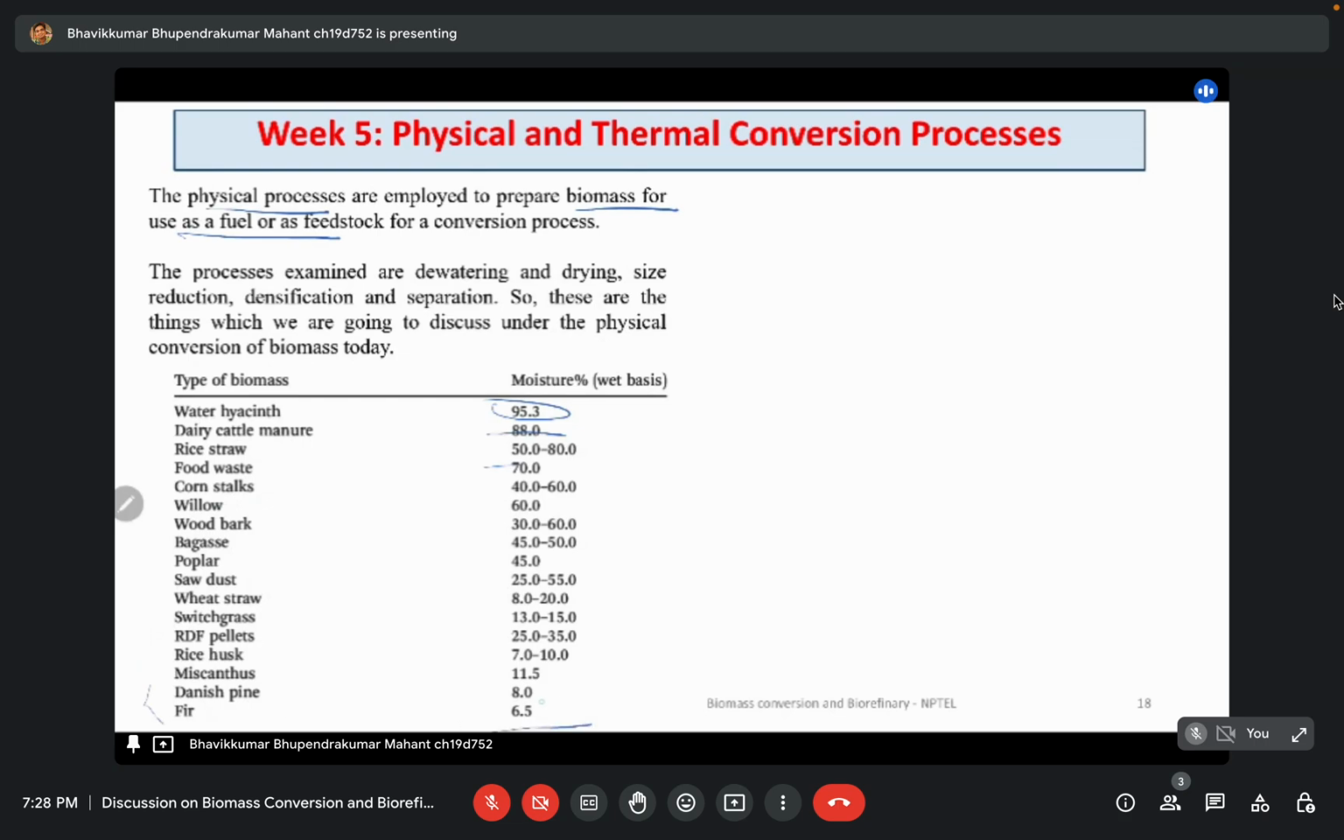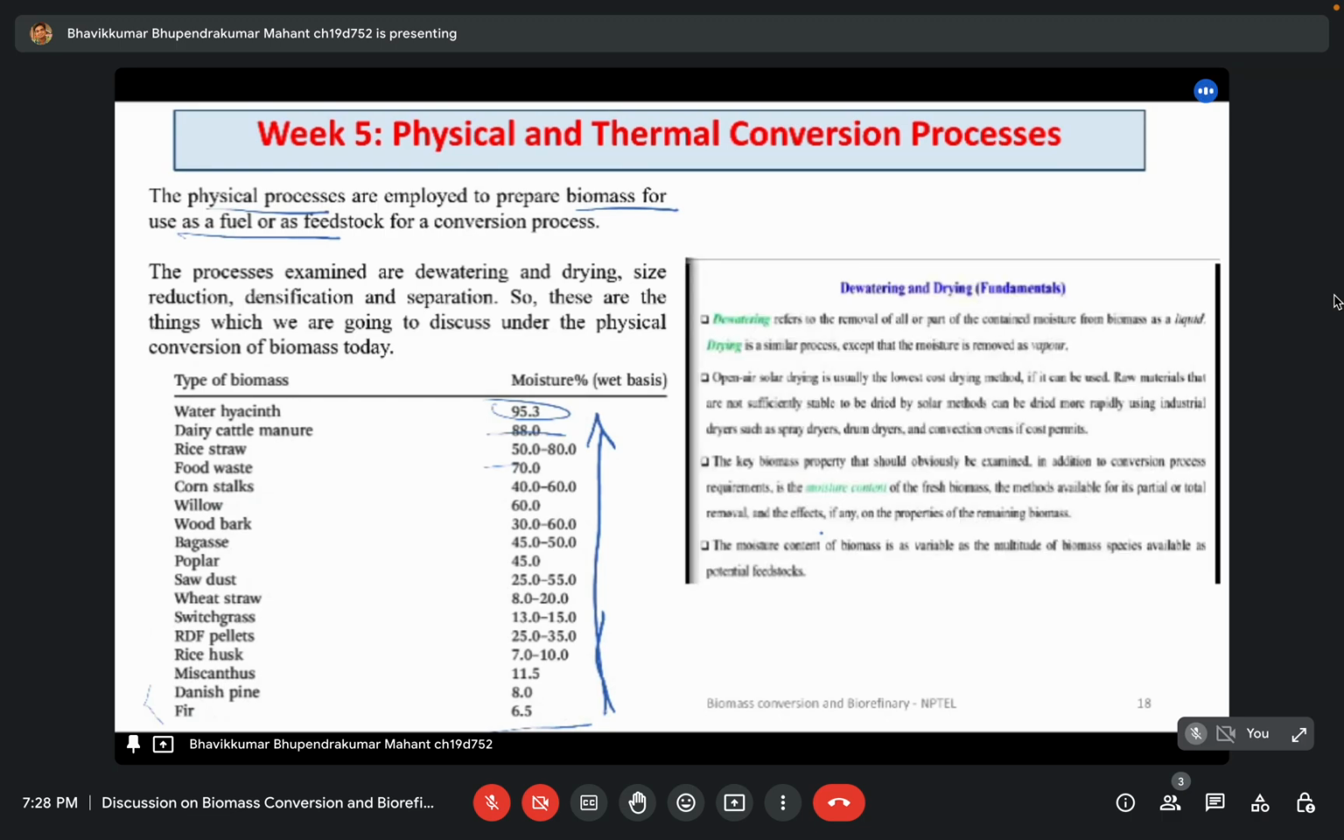This is not something where in the final exam they will ask you to remember the moisture percentage, but it is for your understanding that the moisture percentage in the biomass ranges from 6.5% up to 95.3%. So depending on your process, you can't use any kind of biomass in any kind of process, so you need to understand the characteristics and requirements of the process.